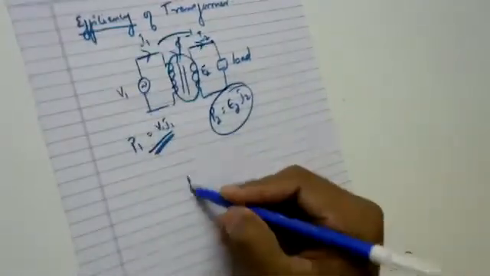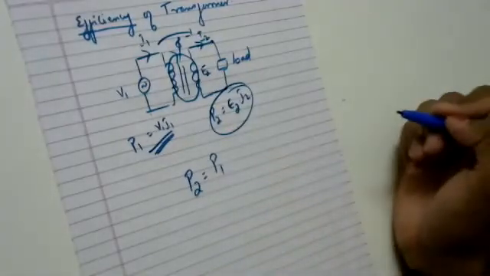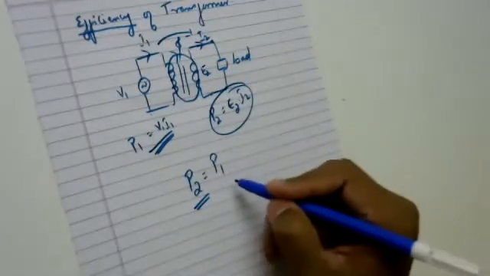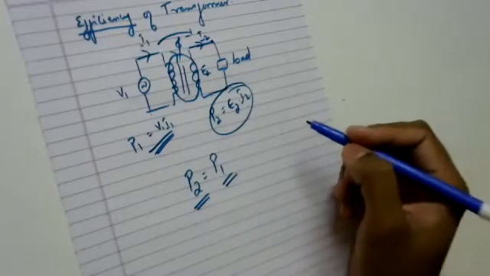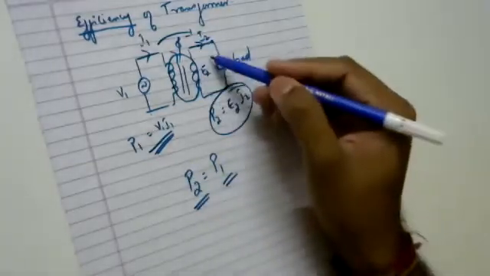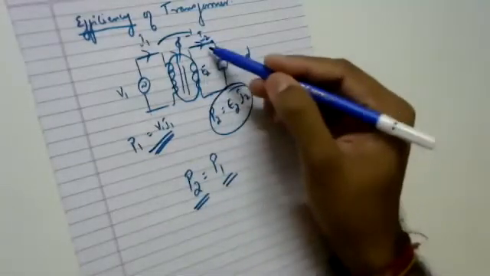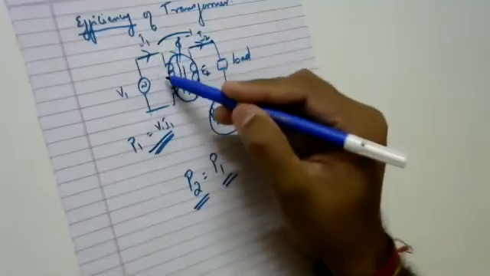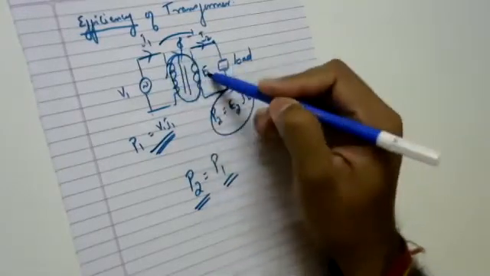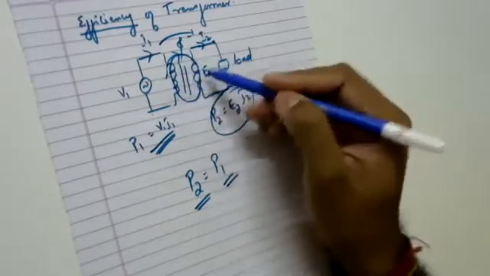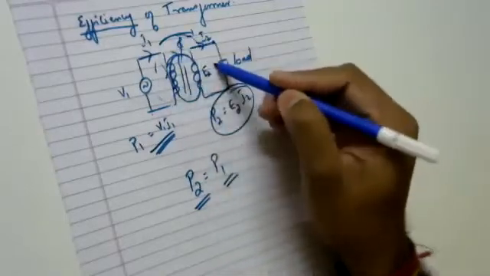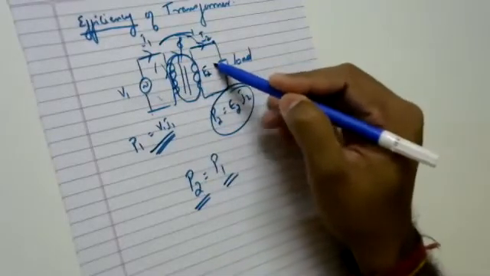This gives me the power on the secondary circuit. Now, if I say P2 is equal to P1, what does it mean? It means the power on the secondary circuit has the same magnitude as the power on the primary. So 100% of the power from the primary is being transferred to the secondary. So efficiency is 100%. All power is being transferred. It's an ideal case.